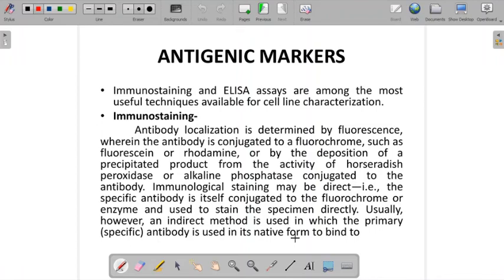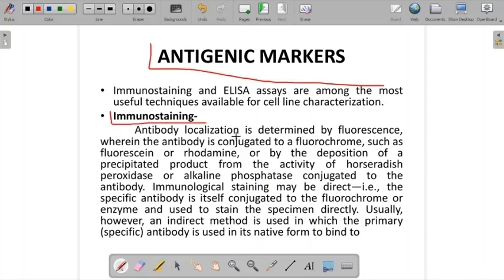We can identify different types of antigenic markers, and with the help of such markers we can identify what is going on in the body, whether there is infection or not, and whether that infection is self-enhanced or because of a foreign molecule. All that study we do with the help of antigenic marker characterization.